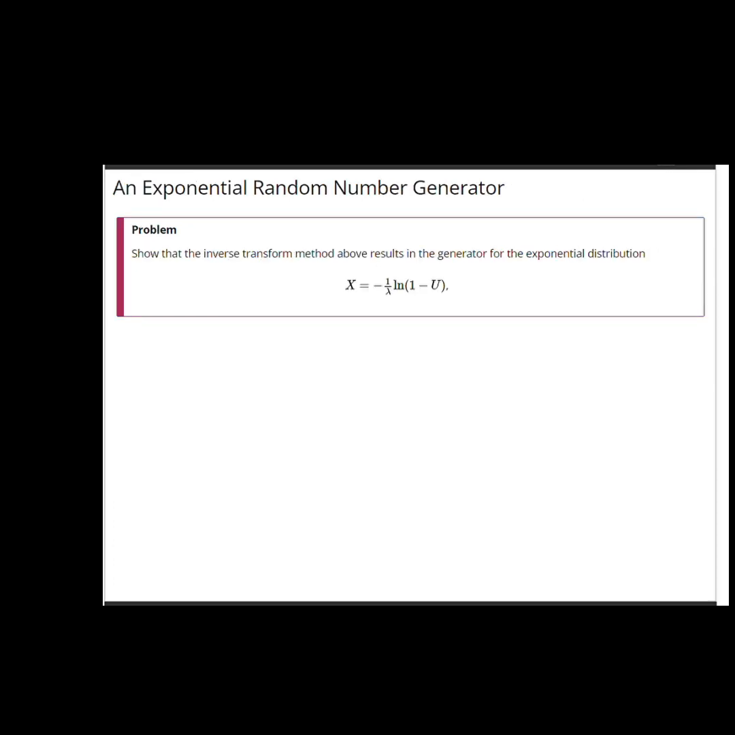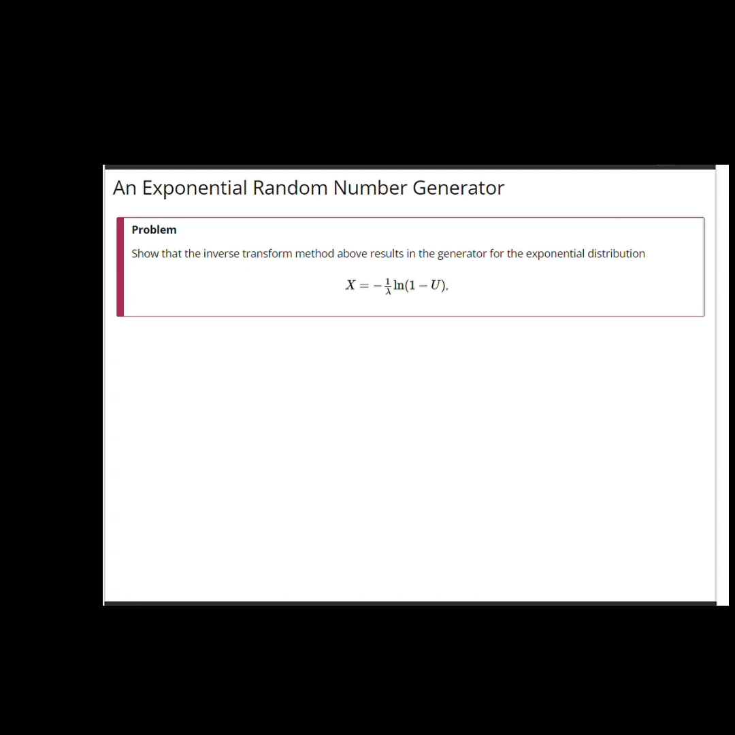Here's one application of this methodology to generating a random variable with an exponential distribution. We want to show that the inverse transform method results in a generator for an exponential of the form minus 1 over lambda times the logarithm of 1 minus U.